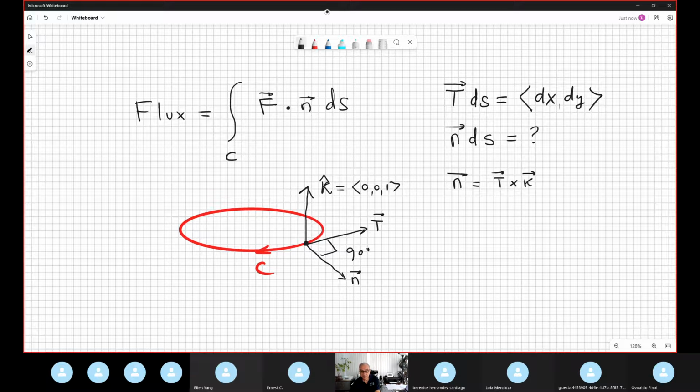However, to find the cross product, I need the vector in 3 dimensions, not in 2 dimensions. So I call the vector dr. The vector dr is in the same direction as the tangent. It is the vector dx.